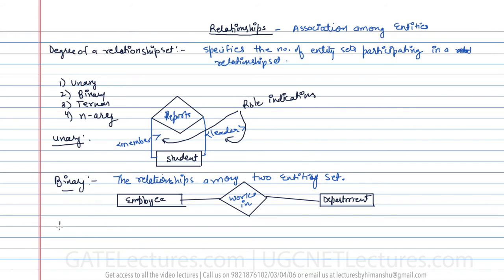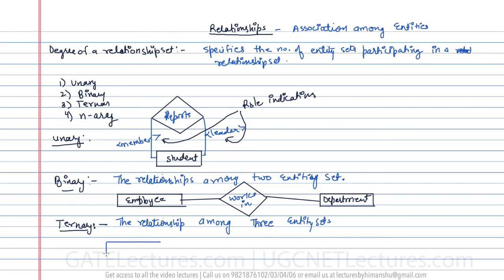Next we have the ternary relationship. Ternary relationships are relationships among three entity sets. For example, we have an entity set employee, a department, and a location. So you can represent it like this.